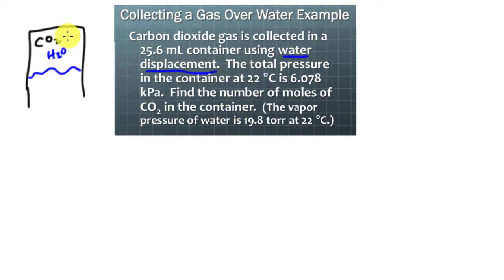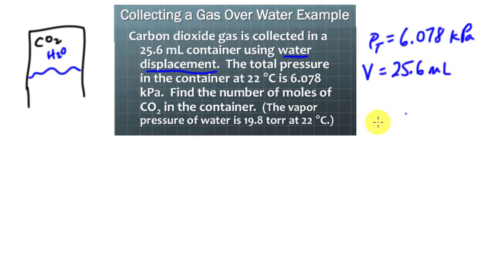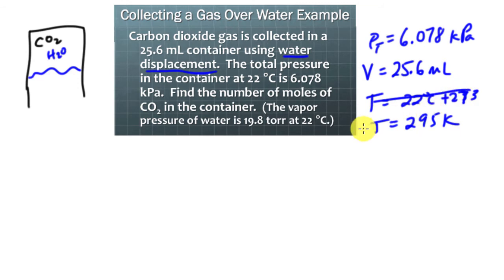Water displacement because I'm moving the water out of the way. All right, total pressure. Total pressure in that container is 6.078 kilopascal. The volume is 25.6 milliliters. And my temperature is equal to 22 degrees Celsius. I'm right away going to add 273 to that. And if I add 273, my temperature comes out to 295 Kelvin. Okay, so I've got my new temperature.